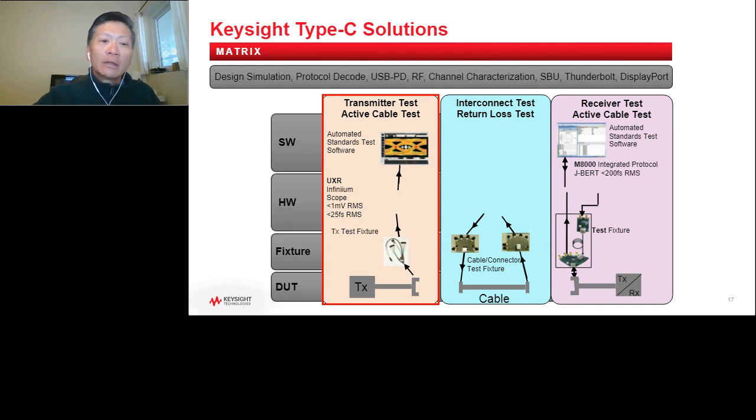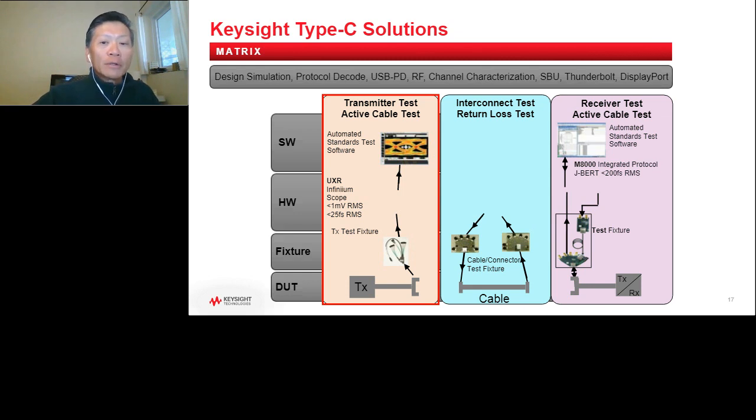Because of the very fast edge rates, some of you will need to do RF testing of the Type-C connector. Channel characterization has to do with ensuring the signal paths from the silicon to the Type-C connector are perfect. There'll be tests for the sideband. There'll be tests for Thunderbolt compatibility. And of course, because DisplayPort is required for host, you'll also be doing DisplayPort testing.